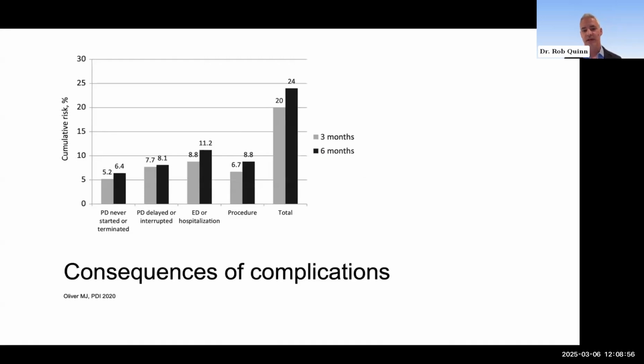The next thing we did was look at the consequences of those complications. And you can see that 6% of people either never started peritoneal dialysis or terminated therapy within 6 months after insertion. Delays were common, as were emergency room visits and procedures. So about 1 in 10, 1 in 12 patients were visiting the ER or getting hospitalized or undergoing some procedure related to their catheter. So this was a common problem. It seemed to be the case in most centers, and it was having significant consequences.